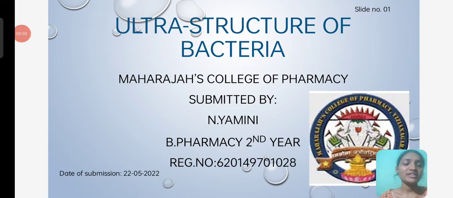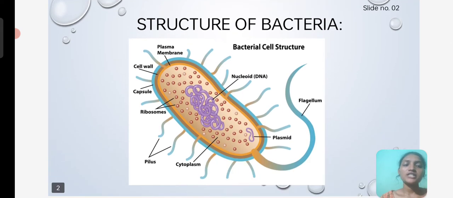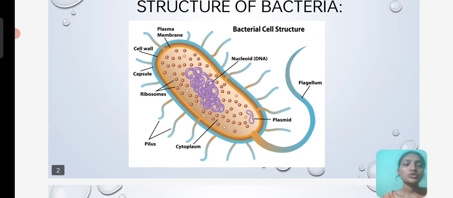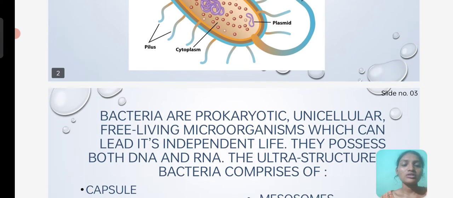Today I would like to give an explanation about the ultrastructure of bacteria. I am studying B.Pharm second year in Maharaja College of Pharmacy. So, coming to bacteria, this is the structure of bacteria. The parts of the bacteria are plasma membrane, cell wall, capsule, ribosomes, pilus, cytoplasm, plasmid, flagellum, nucleoid. So these are parts of the bacteria. This is the type of a bacterial cell structure.